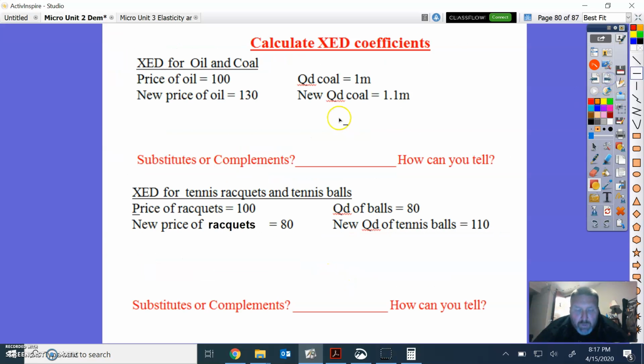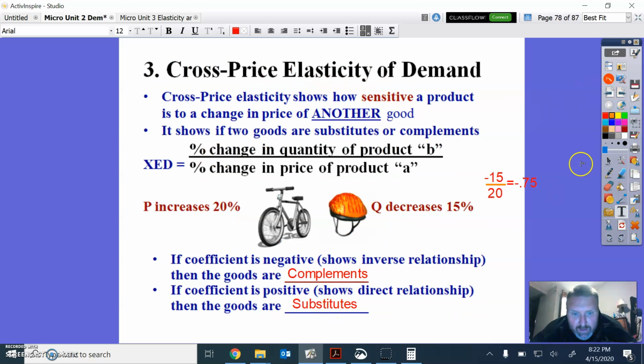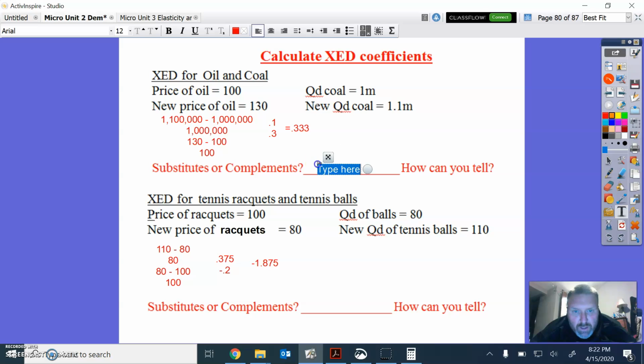One more set of practice, make sure we have it, okay? Cross price of oil and coal, to tell if they're substitutes or complements, and tennis rackets and tennis balls. Okay, I'll give you a second. I did the work for you to help you out a little bit, right? New minus the old over the old, right? 0.1 over 0.3, 0.33. So we know that since it's positive, it's substitutes. And we think that oil and coal are substitutes, right? So if you can do the math and figure that out, we're there.